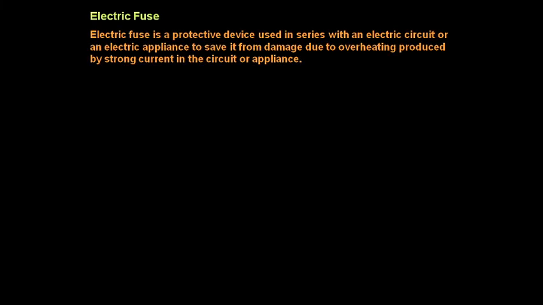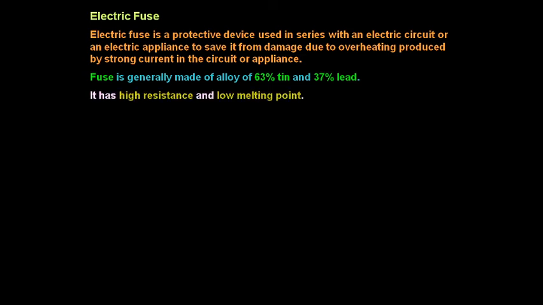The electric fuse used in a domestic electric circuit is a protective device used in series with an electric circuit or an electric appliance to save it from damage due to overheating produced by strong current in the circuit or appliance. A fuse is generally made of an alloy of tin and lead, 63% tin and 37% lead. It has high resistance and a low melting point. That is the basic property used for fuse wire.